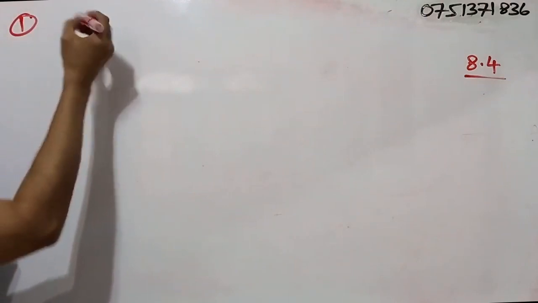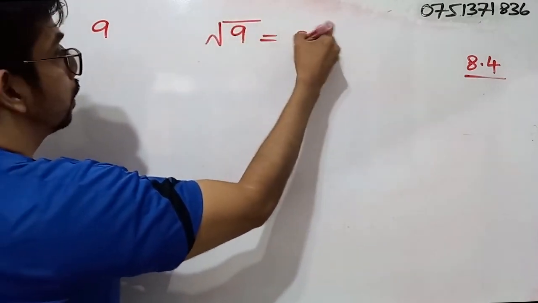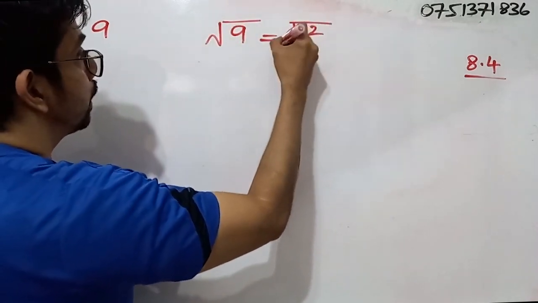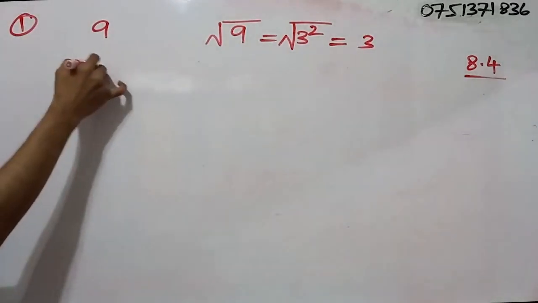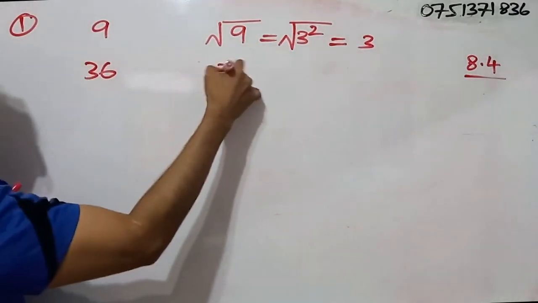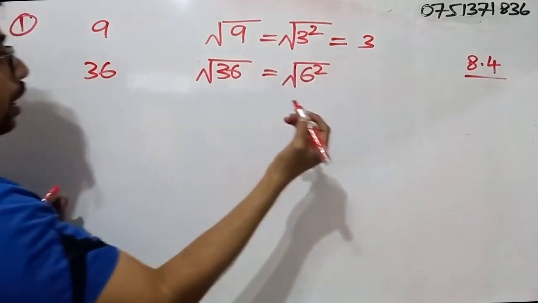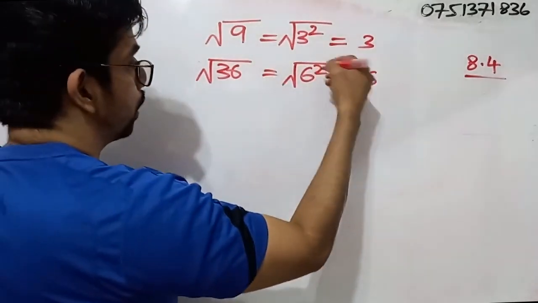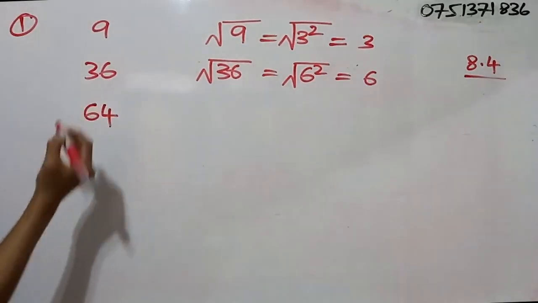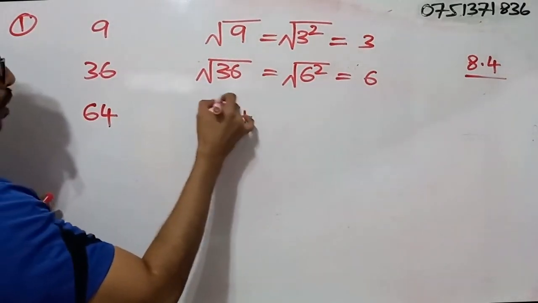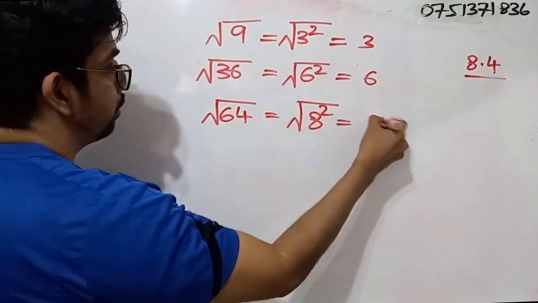So the perfect square is 9. Then the square root of 9 means 3 to the power 2 inside the square root symbol. So the square root of 9 is what? The next one we have is 36. The square root of 36 means 6 to the power of 2 inside the square root symbol. So the square root is 6. The next one is 64. Square root of 64 means 8 to the power of 2 inside the square root symbol. Then we have 8.